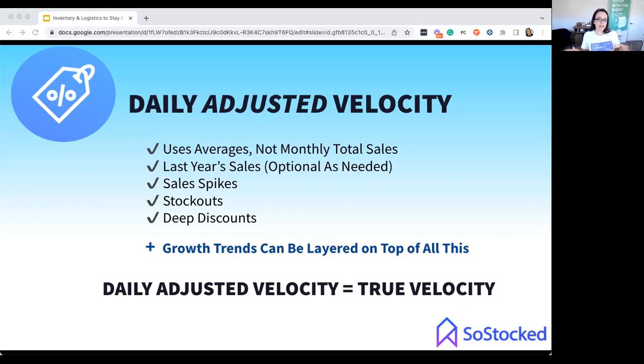So once you have your daily adjusted velocity, you're going to be able to layer on top of that growth trends, marketing plans, etc. Right? So let's do a quick example of why this is so important. Why is daily adjusted velocity so important?